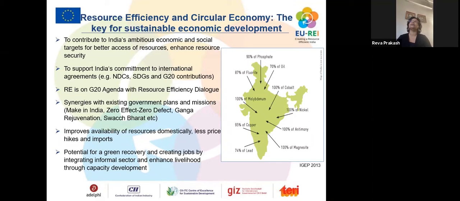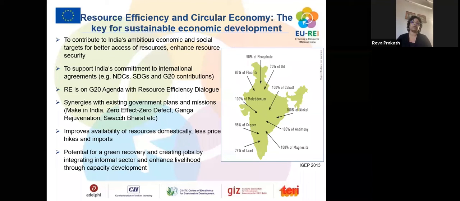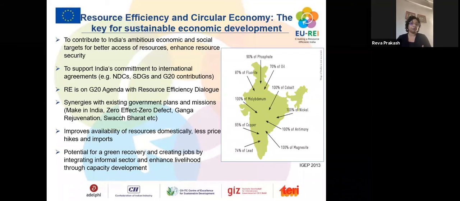However, we also need to provide for our people. We also need to continue to grow to meet the needs of our population, and that's why having a more responsible approach to resource extraction, resource use, and resource consumption is very important, and therefore we need to develop in a sustainable manner. It obviously also supports our international commitments on various issues, including on climate change, our nationally determined contribution. Resource efficiency and circular economy can make a big contribution there.